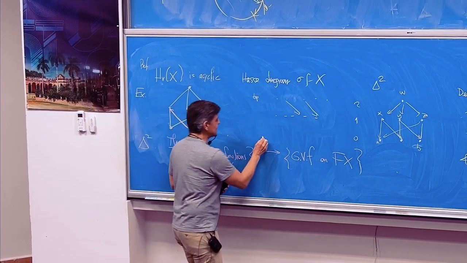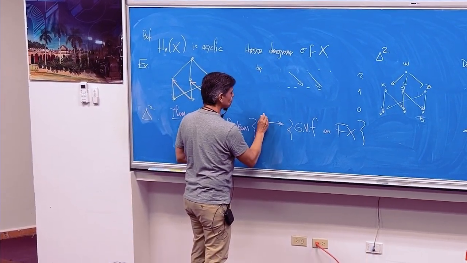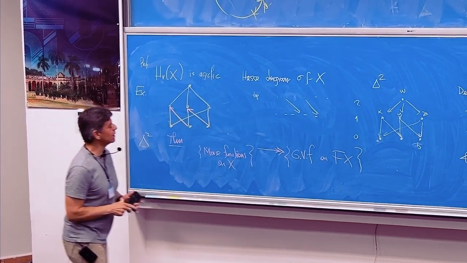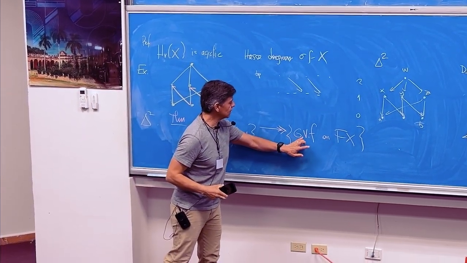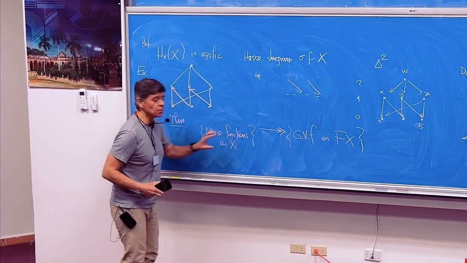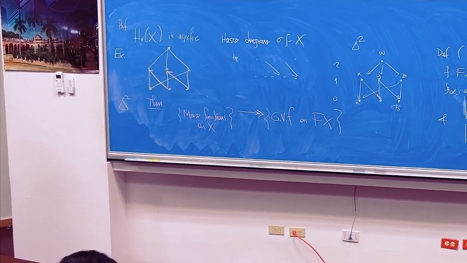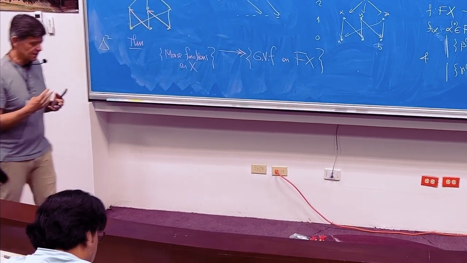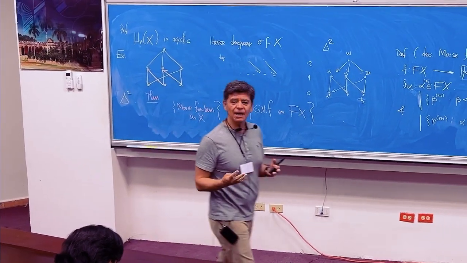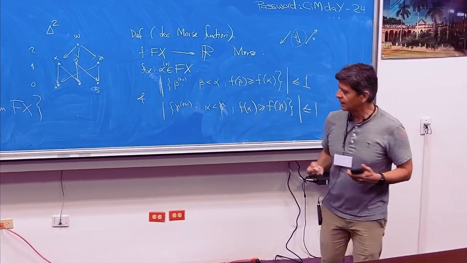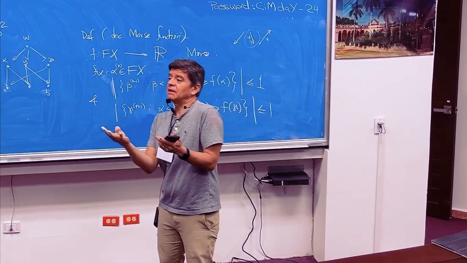The point is that this is surjective. Every gradient vector field actually comes from a Morse function. The proof of this might be a little bit technical, but I learned it from one of the participants here, Tere, and it uses only graph theory.